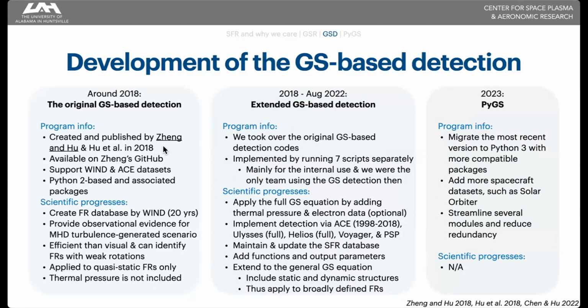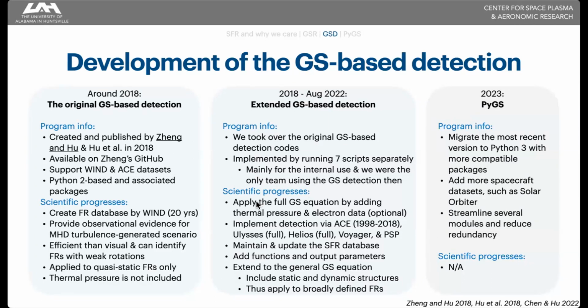After 2018, Dr. Hu graduated and left academia. We took over the original detection code, but it has to be implemented via several scripts separately. And since he didn't make any advertisement of his code or his GitHub, I think that would be the major reason this code is meant for internal use. And by the time we submitted this proposal, I think we were still the only team using the GS detection.